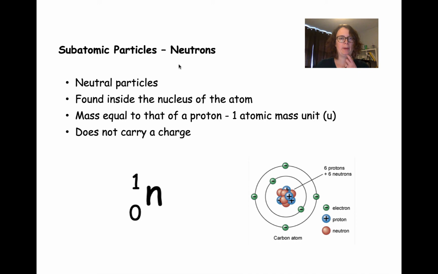The other subatomic particle in the nucleus is our neutron. And neutrons are neutral particles. So neutral equals no charge, or charge equals 0. This is different than our proton, which has a positive charge. Again, this is found inside the nucleus of the atom, and it has a mass equal to that of the proton, or 1 atomic mass unit, or 1 u. And we can see in this example of the carbon atom, we have 6 neutrons inside of our nucleus. And we can also indicate a neutron with the symbol of a lowercase n.